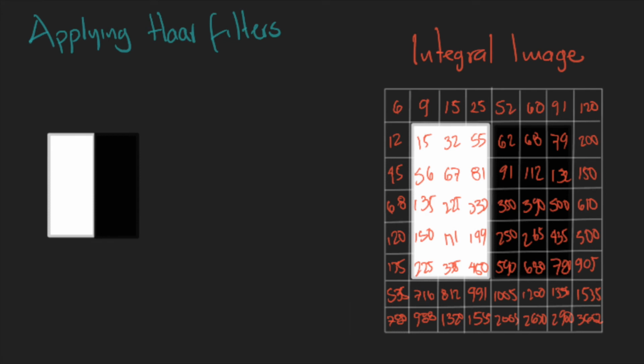Instead of taking each position at a time in the original image, we can take 4 positions of the integral image to obtain the same result. We take the position A, that is the sum of all these pixels, and then we subtract the value of B, that is the value of all these pixels. Then we subtract C, that is the value of all these pixels, and then we add D again, because we subtract this area twice. And we're done.